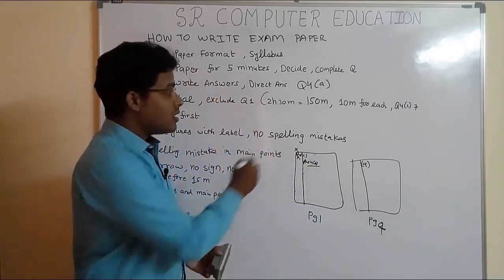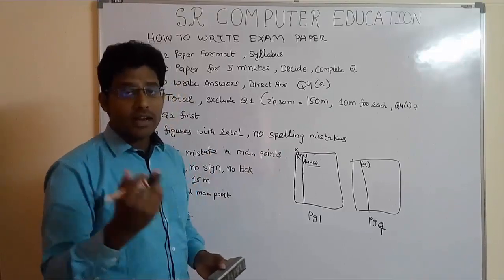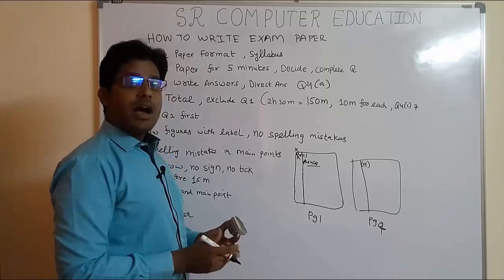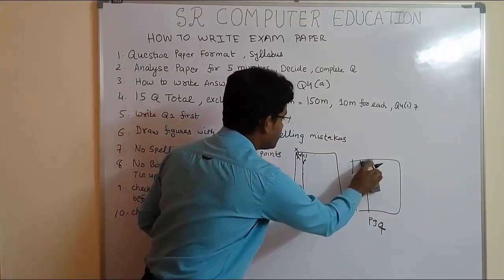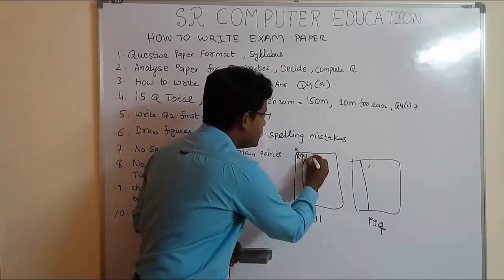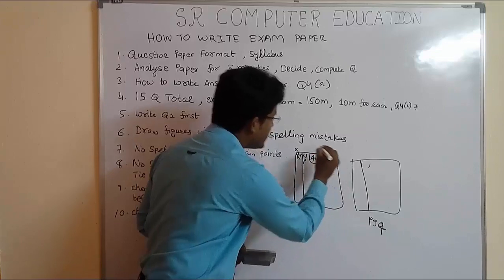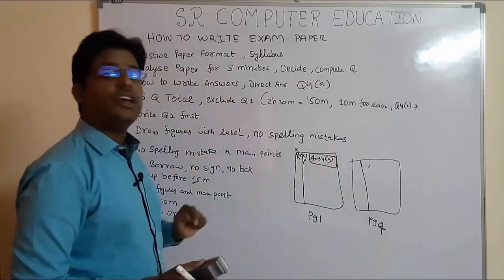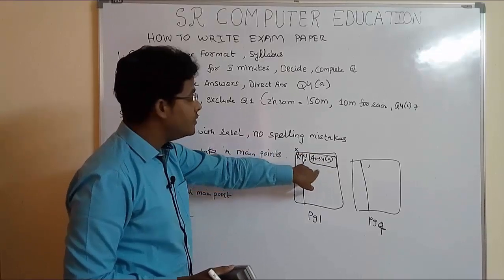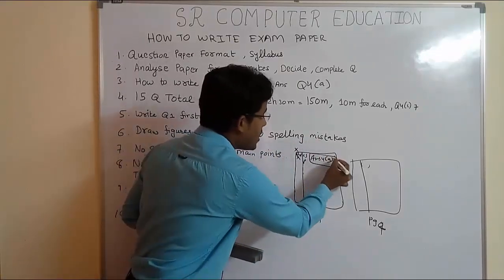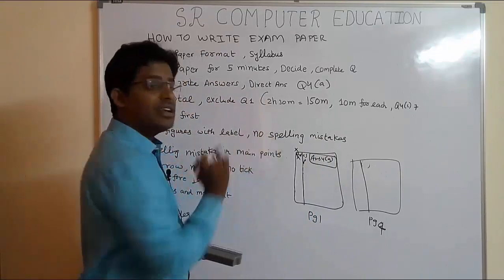This is not a good habit. It will irritate your examiner and he might cut your marks. So what you have to do is write like this: Answer 4a, at the center of the page. Make sure you write this answer 4a at the center of the page, and make a block here with a blue pen or black pen, and highlight it.